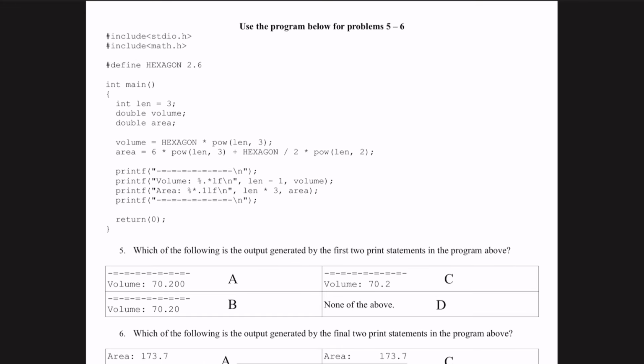Question 5. Which of the following is the output generated by the first two lines? So we're looking for volume. So volume is hexagon 2.6 times length, which is 3 to the third power. So that's going to be 9.0.